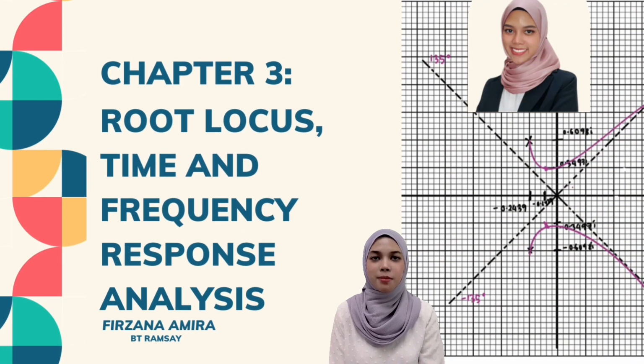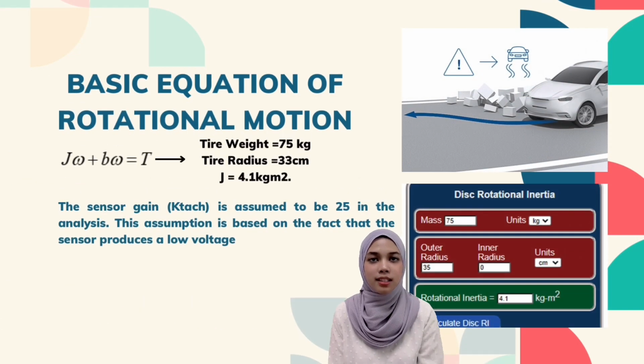Assalamualaikum everyone, my name is Rizana Amira and I'm going to present on chapter 3. For the purpose of this analysis, the formula that will be used is moment of inertia multiplied by angular acceleration plus rotational damping of the tire multiplied by angular velocity equals torque. As we calculate, we will get 4.1 kg per square meter of inertia. So the moment of inertia is calculated from this value to be J equals 4.1 kg per square meter.